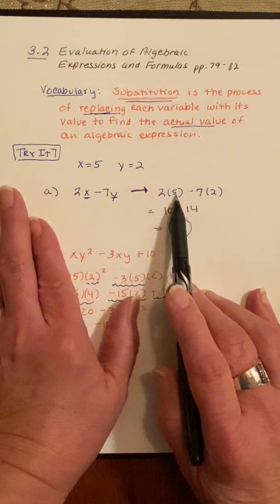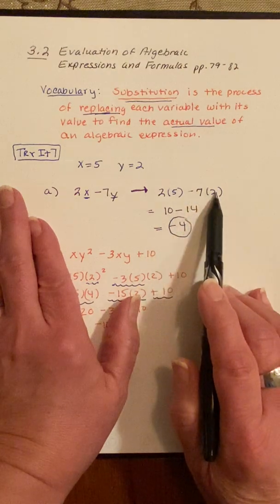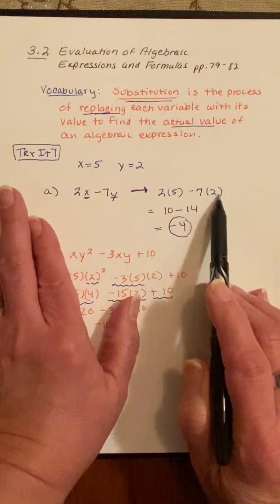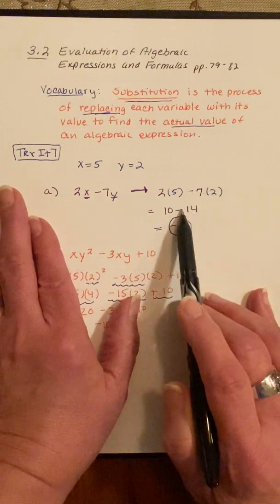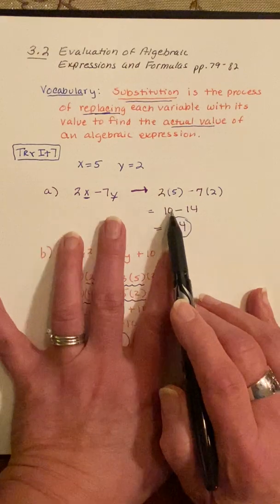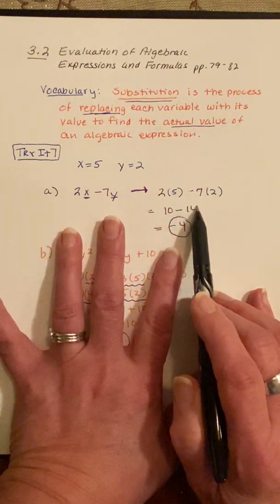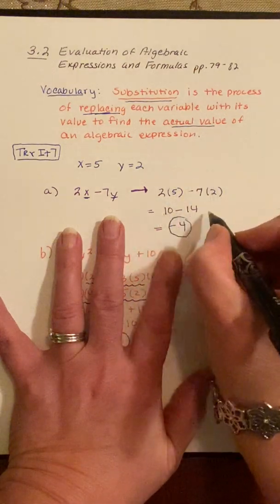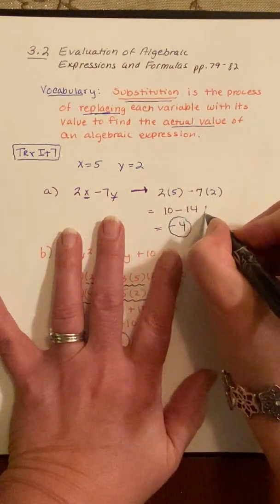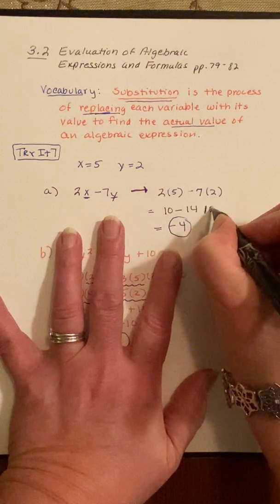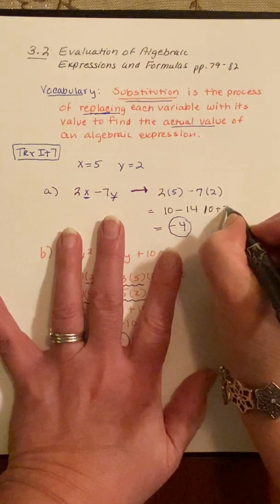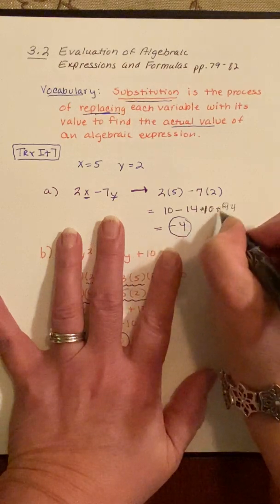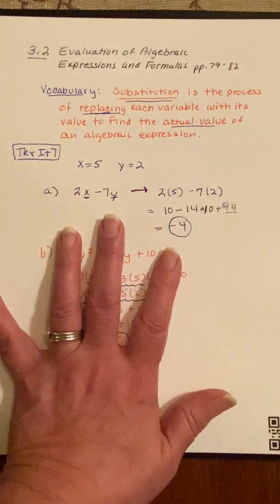2 times 5, negative 7 times 2. Well, 2 times 5 is 10. Negative 7 times 2, negative times a positive, is a negative 14. Now I have 10 minus 14. If I'm adding the opposite, that's 10 plus a negative 14. So I would subtract. Negative goes to the higher value. My answer is negative 4.